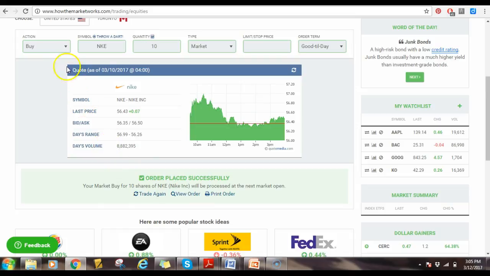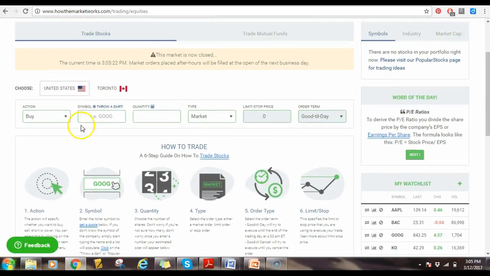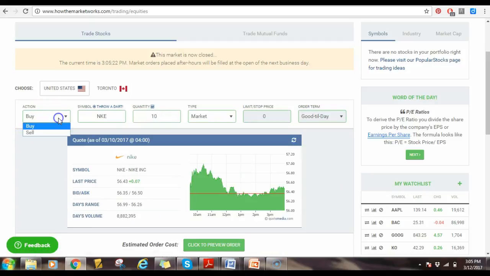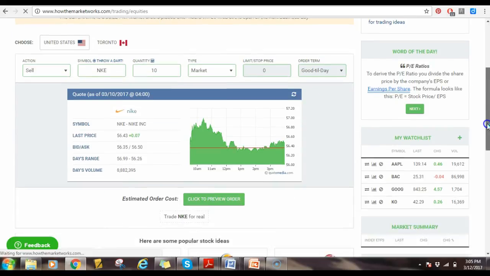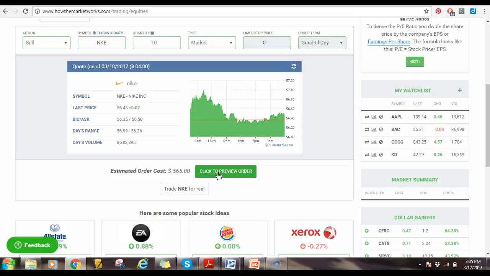Now the only difference is if, say, I wanted to sell that, I would just go over here. I've got to hit trade again first, sorry. I'd do the same thing that I just did. I would type in NKE, click it, put the quantity, 10, and then change this to sell. Then the estimated order cost, click to preview order, and it's the exact same thing. Pretty simple in terms of buying and selling. It's just clicking this and confirming.